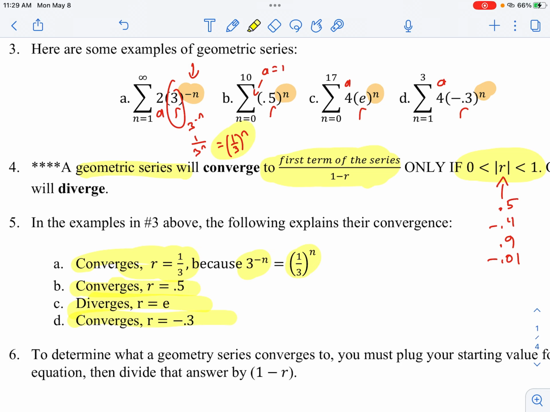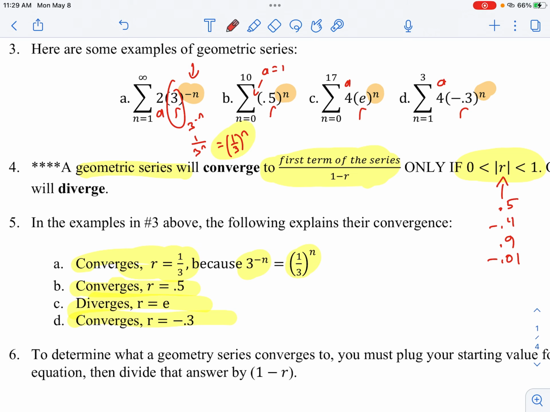Okay, so the primary question we're answering is, does it converge or diverge? You need to find the R. If the R happens to have a negative exponent on it, you have to do the little fraction thing like we did on letter A. Well, okay, there's one more thing that we care about with geometric series, because it's really the only series where we focus on what number it actually converges to, because we can calculate it.